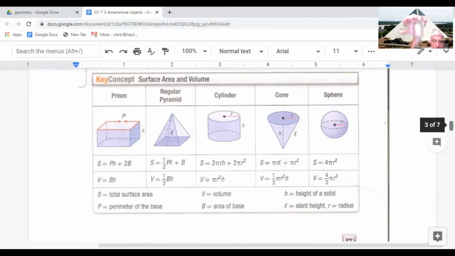A cylinder has a circle. So it starts with the area of the circle, which is pi r squared. The area of that circle is pi r squared. But a cylinder has height. So that formula would be volume equals pi r squared times h.